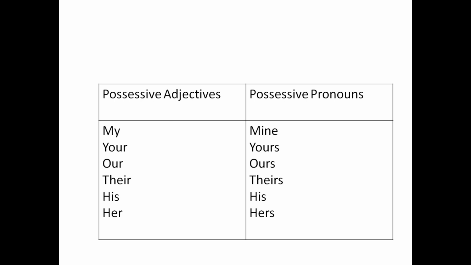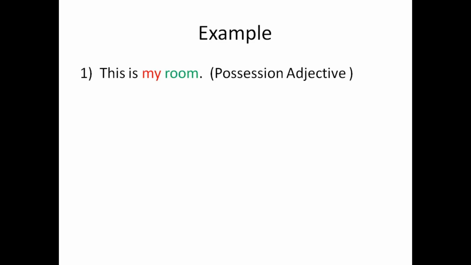My, your, our, their, his, her. These are possessive adjectives. And mine, yours, ours, theirs, his, hers. These are possessive pronouns. So this page is very important. Examples. This is my room. Possessive adjective, because with this possessive determiner, room is attached. Room is a noun. So adjective shows the quality of noun. This room is mine. No noun is present. That's why it is a pronoun.